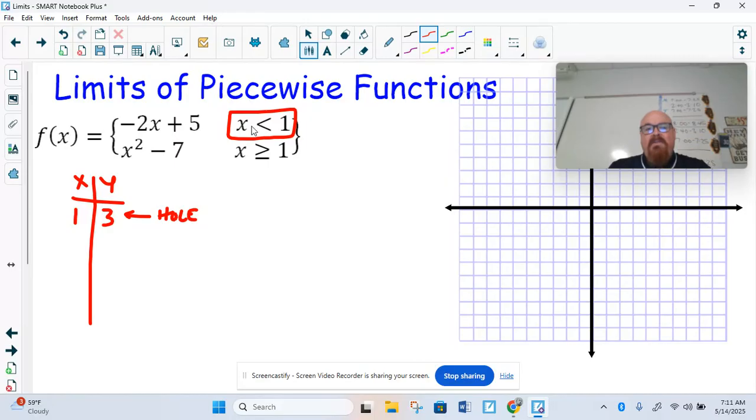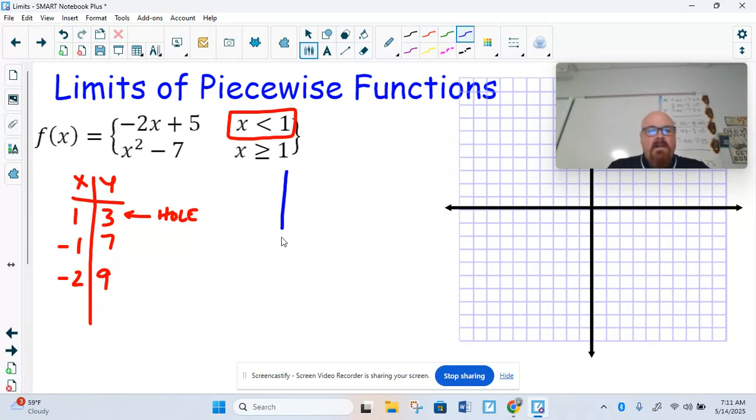Now after that, we can pick any numbers that we want that are less than 1. So we can plug in -1. If we plug in -1, we get an output of 7. If we plug in -2, we get an output of 9. And that's probably enough to start graphing that piece of the function.